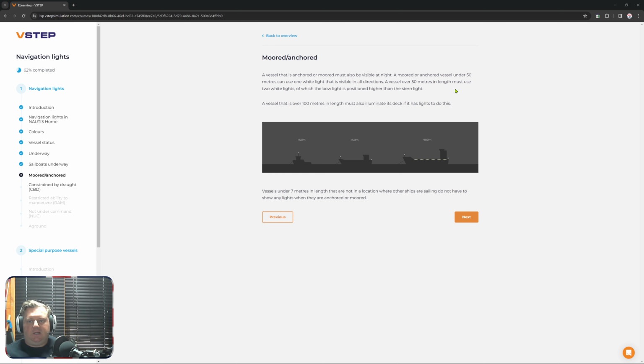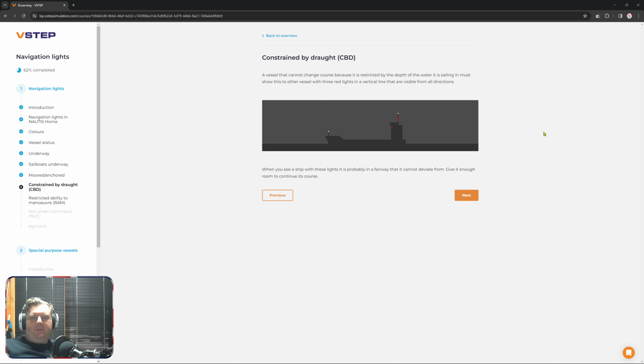Anyway, a vessel over 50 meters in length must use 2 white lights, of which the bow light is positioned higher than the stern. That makes sense. A vessel that is over 100 meters in length must also illuminate its deck if it has lights to do this. Vessels under 7 meters in length that are not in a location where other ships are sailing do not have to show any lights where they are anchored or moored. I'm not sure that's a bloody good idea, but whatever.